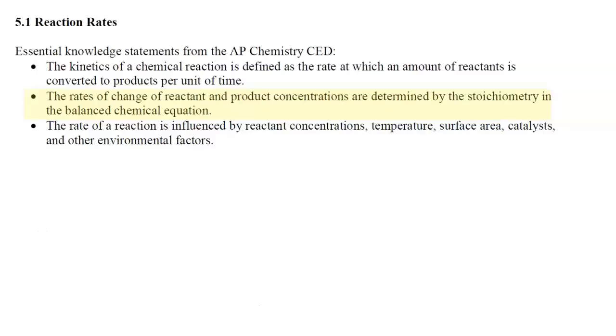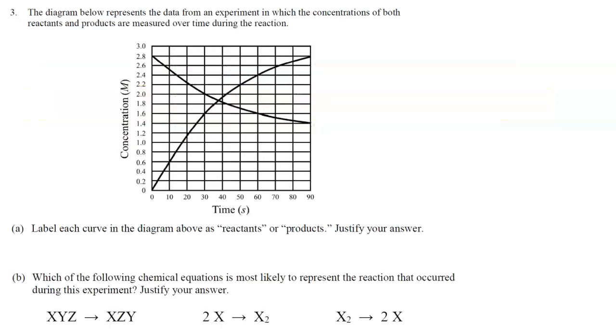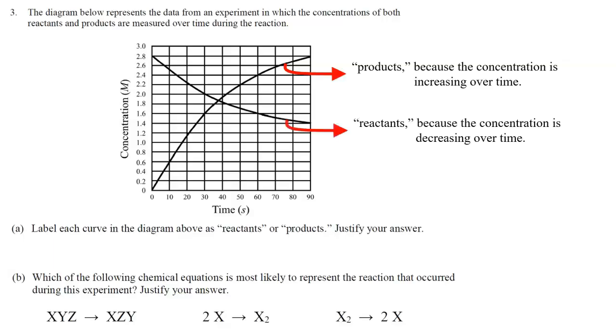So this is topic 5.1, and the highlighted essential knowledge statement says the rates of change of reactant and product concentrations are determined by the stoichiometry in the balanced chemical equation. Here on this next slide was something I had presented in an earlier video for topics 5.1 to 5.3. We have a diagram that shows concentration on the y-axis and time on the x-axis. The products are the curve in which the concentration is increasing over time, and the reactants are the curve in which the concentration is decreasing over time.